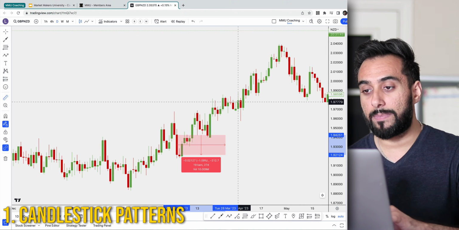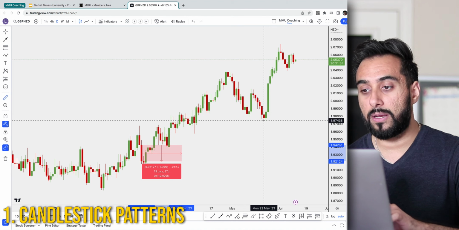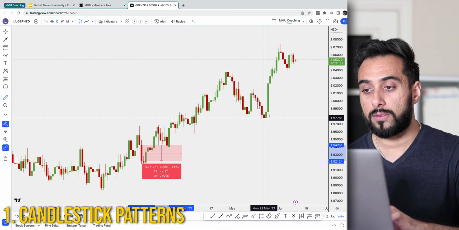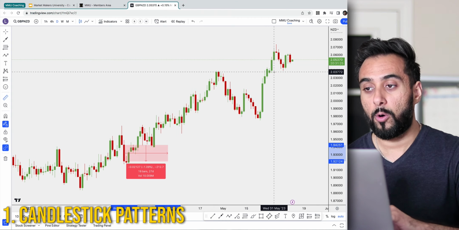What ended up happening here? Same hammer candlestick pattern, and the price continued to go higher. Same exact thing. What ended up happening here? The price was going down. This green candle engulfed the red candle and continued to go up. What do you see here?